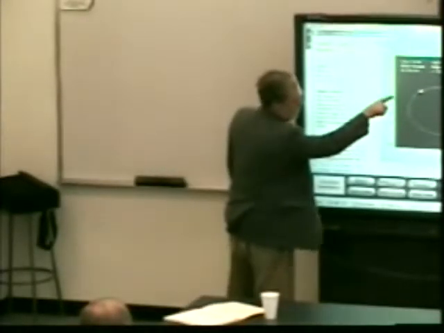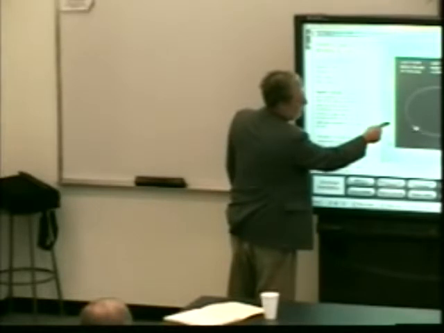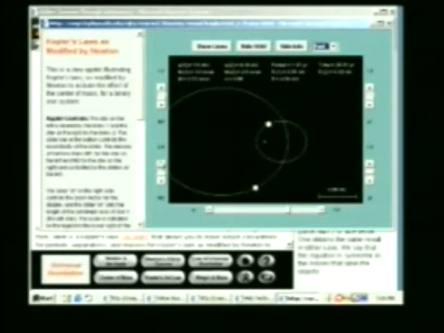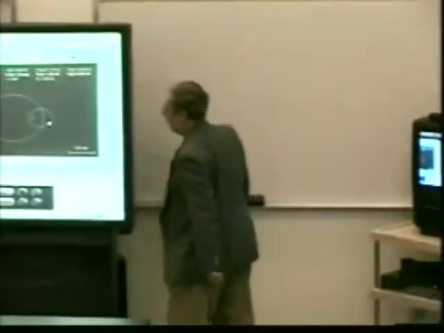You can now, with this applet, change a number of things. For instance, you can change the mass of one of the objects here. So again, you're seeing the effect of the center of mass that we saw in the earlier thing. So these things would be used together. You first introduce the concept of the center of mass, then you introduce Kepler's laws. You can rescale here.